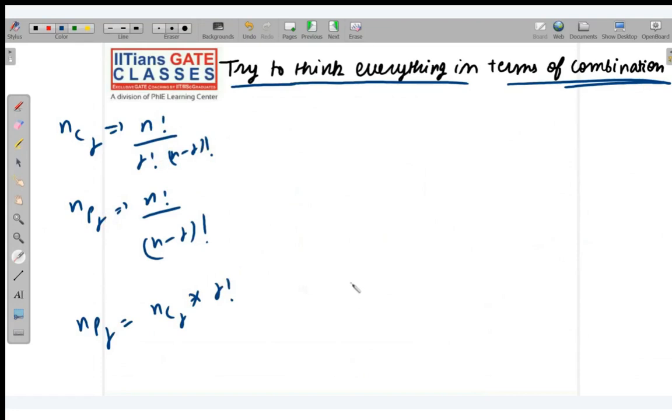Now let me tell you in the intuitive way. What do you mean by NPR? NPR means from n objects you pick r objects and you arrange them also. NCR means you are picking r objects from the n objects. Now after picking them, you will arrange them.